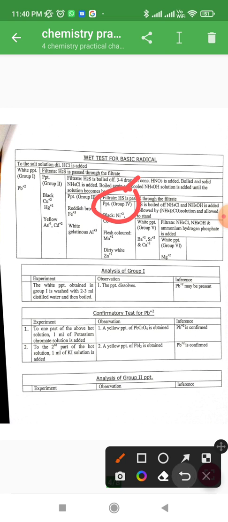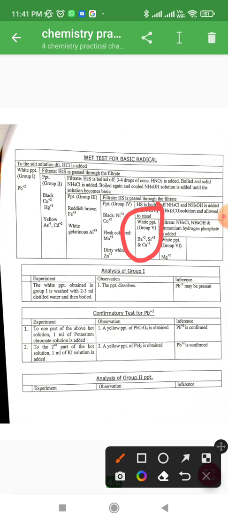Then as you can see, calcium should appear in which group? In group 5. So what we will write? Here also you have to make a correction. It's written HS. Please make it H2S. Please make the correction in your chart. H2S is boiled off. Ammonium chloride and ammonium hydroxide is added, followed by ammonium carbonate solution and allowed to stand. So here you have to write white precipitate of group 5 is present.